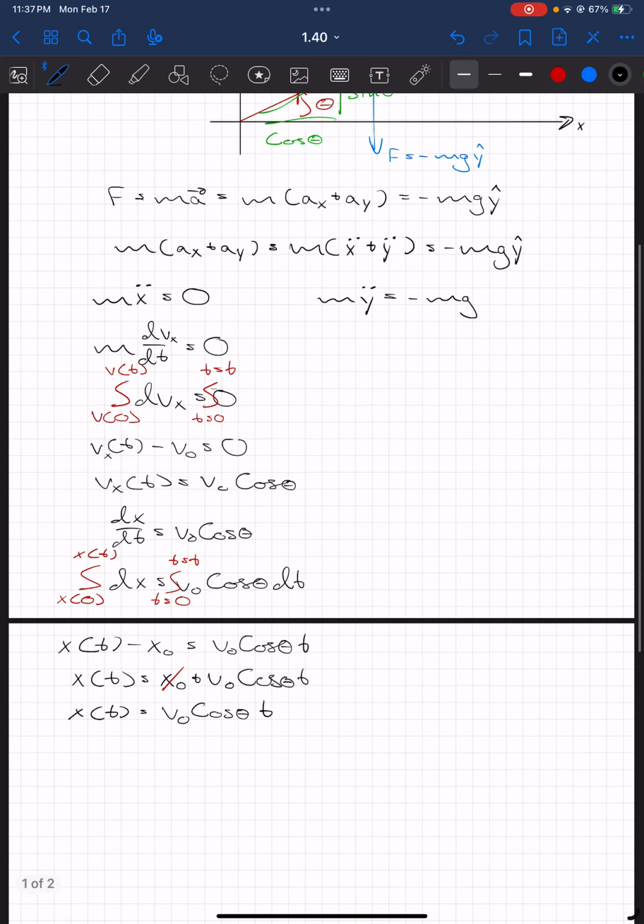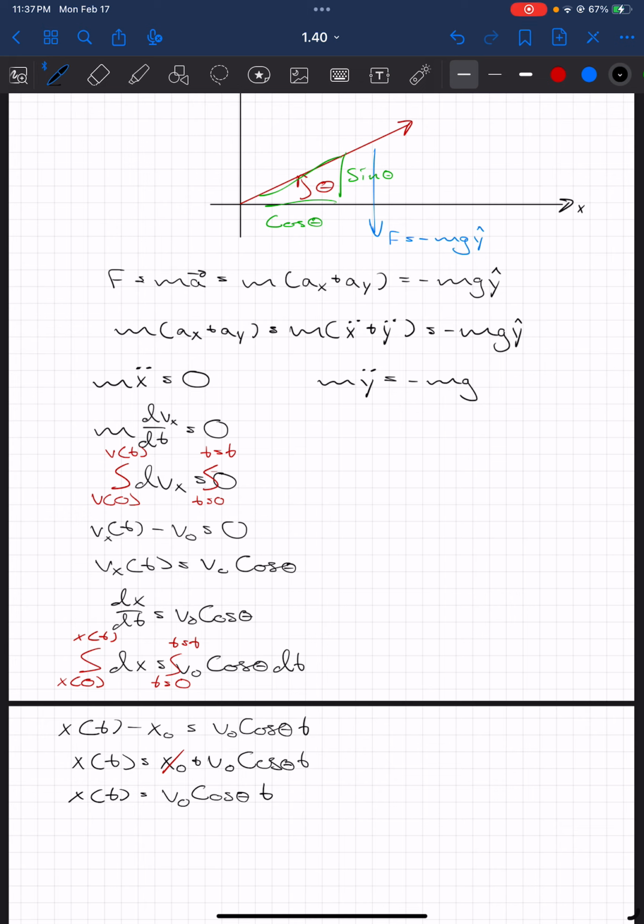We want to do this again for y, so I will write it out as m dvy over dt is equal to negative mg. Divide both sides by m and multiply both sides by dt, and we end up with dvy is equal to negative g dt. And if we integrate both sides like we did to the left, where v goes from v naught to vy of t and t goes from 0 to t, we end up with vy of t minus v naught is equal to negative gt.